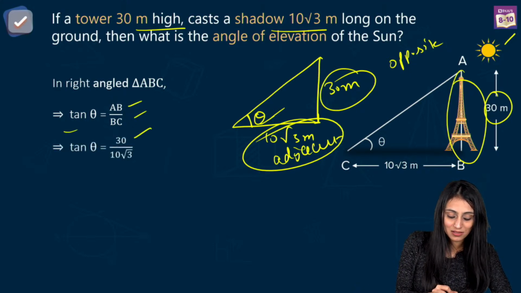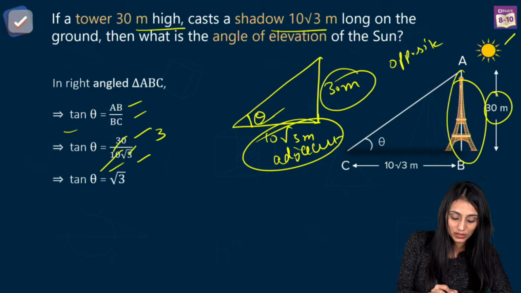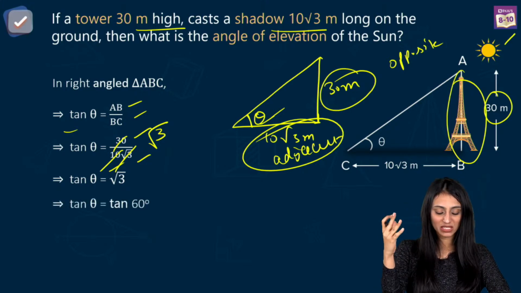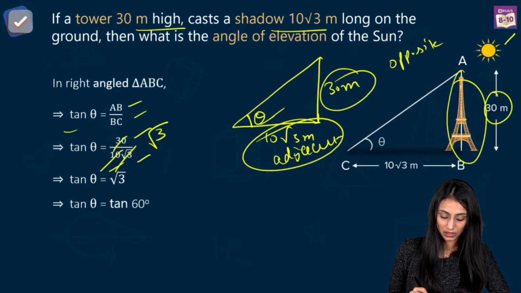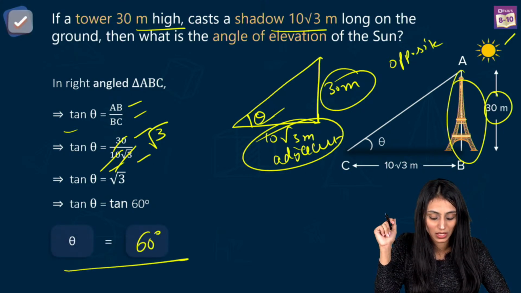So what is AB? That's 30. BC is 10√3. This gets cancelled out. We have 3 by √3. This gets cancelled. We are left with √3. So think about the trigonometric ratios for specific angles. Tan 60 is √3. So that means theta in this case is going to be 60 degrees. That's the angle of elevation.